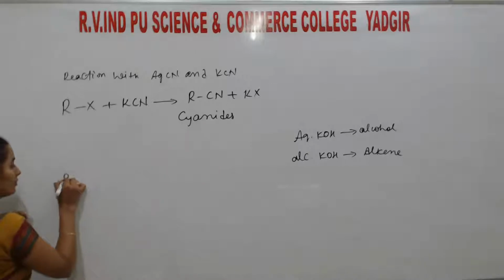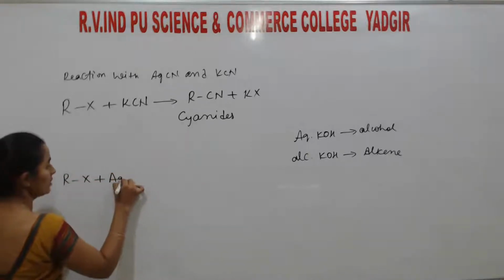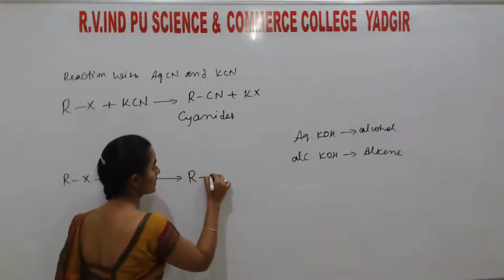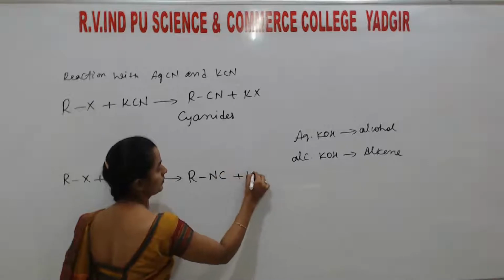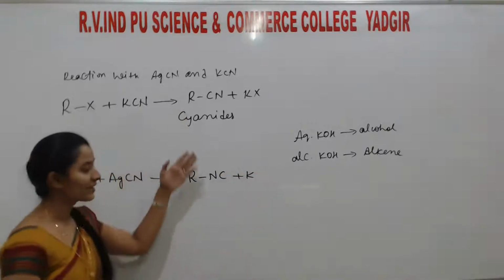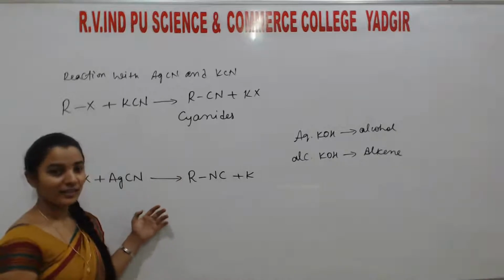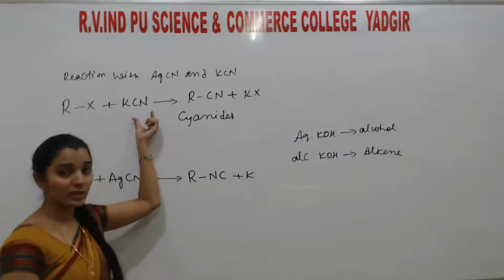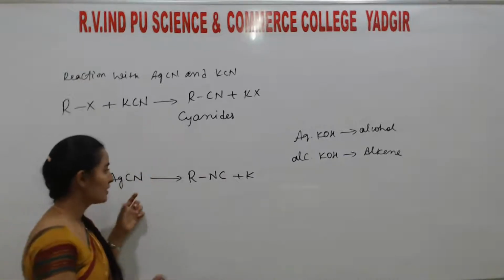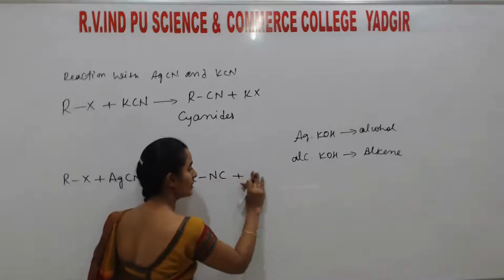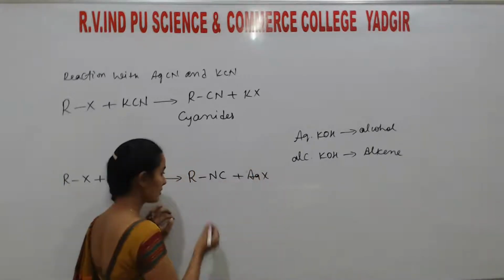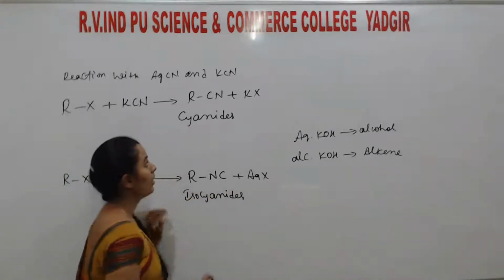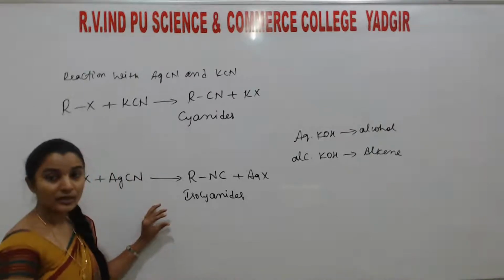So instead of this KCN, if you use AgCN, the product formed is RNC. Not RCN. If both were RCN, there would be no need to use different reagents here. This is also RCN, this is also RCN. This means we can easily use KCN. So even here, AgCN forms RNC plus AgX type compound. So this is what? Isocyanides. Alkyl isocyanides. This is the difference.